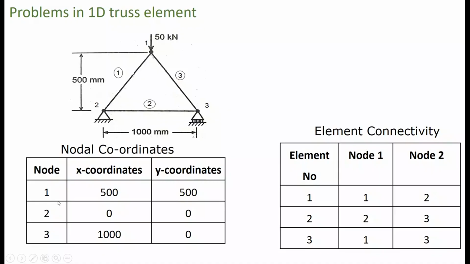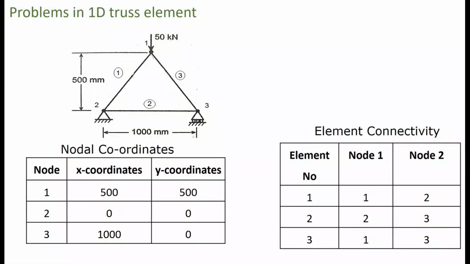For node 1, node 2, node 3, the x coordinates will be 500. Because it will be considered as a center point. It will be considered as a right angle triangle. So for that, the vertical movement will be 500. The horizontal total distance will be 1000. So for that, we will consider the center point 1000 divided by 2, 500. So node 1 coordinate point will be 500, 500. Node 2, that is the initial point. So x will be 0, y will be 0. Node 3, the horizontal distance will be 1000, vertical distance will be 0. So x 1000, y 0.